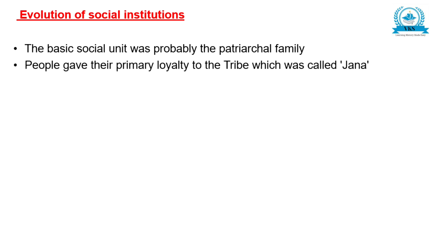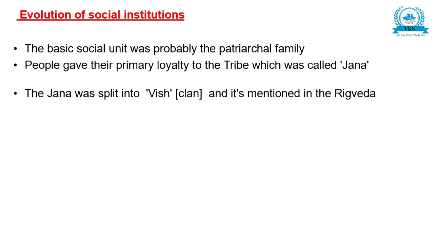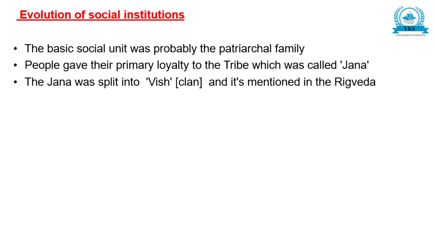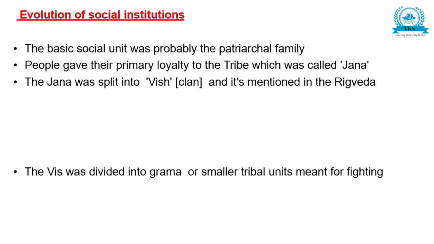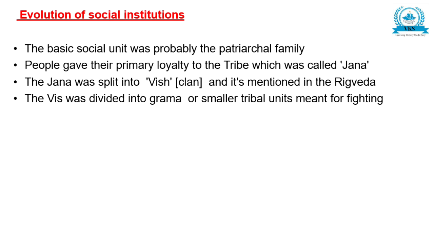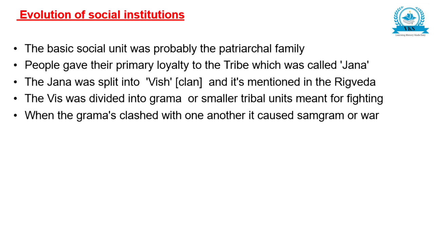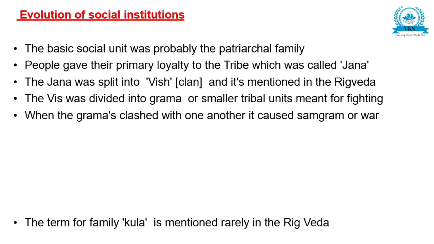People gave their primary loyalty to the tribe which was called Jana. The Jana was split into Vish clan and it's mentioned in the Rig Veda. The Vish was divided into grama and smaller tribal units meant for fighting. When the gramas clashed with one another, it caused samgram or war.